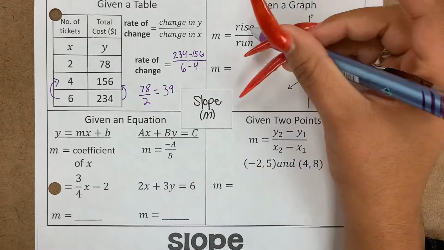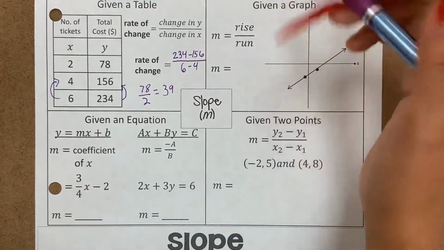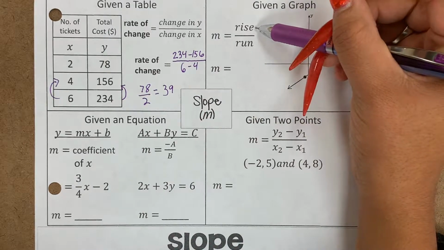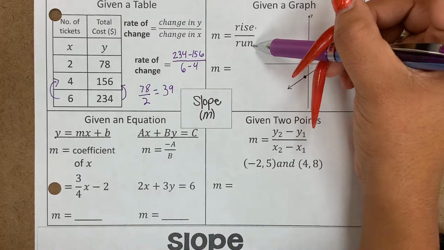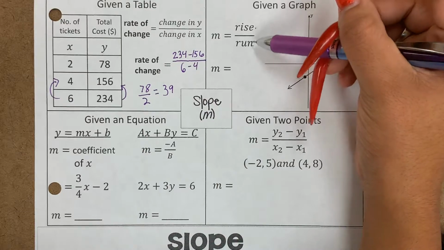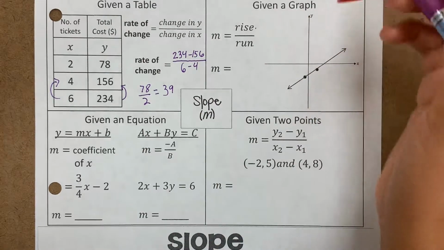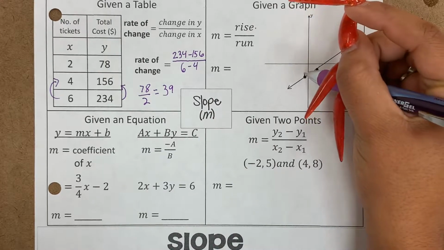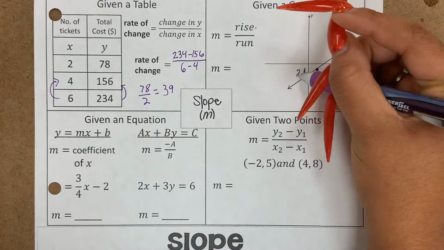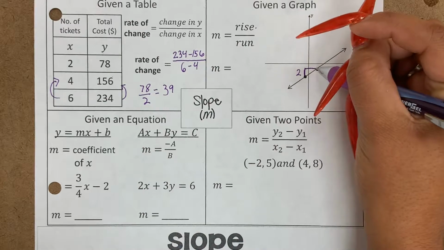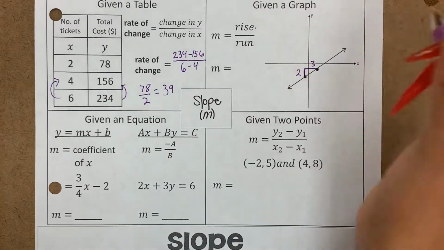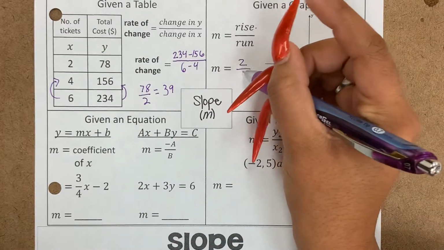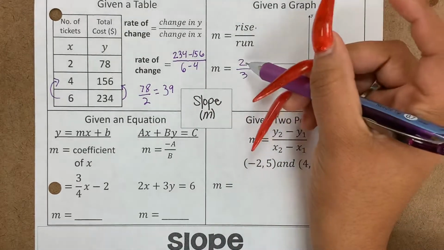From a graph, we use rise over run. So it's still change in y over change in x, because rise is y values, run is the x values. So from one point to the other, how much does it rise? 2. How much does it run? 3. So the rise is 2, the run is 3. So therefore the slope is 2 over 3.